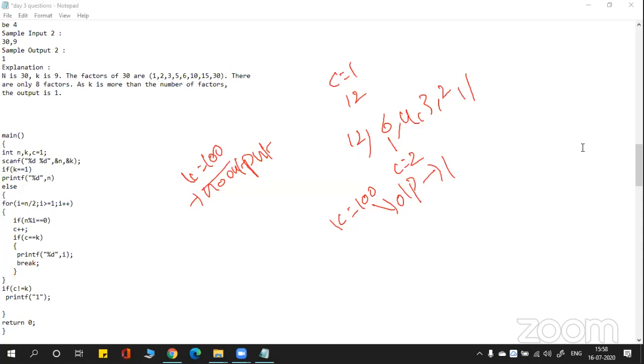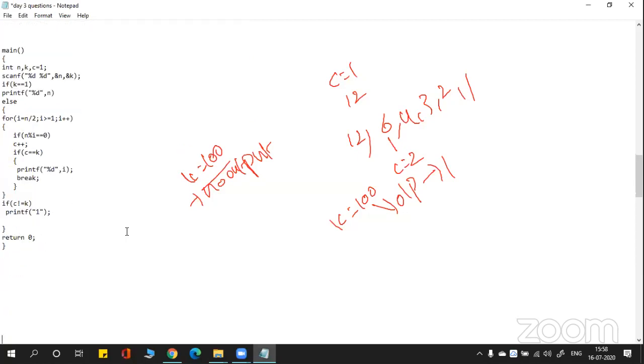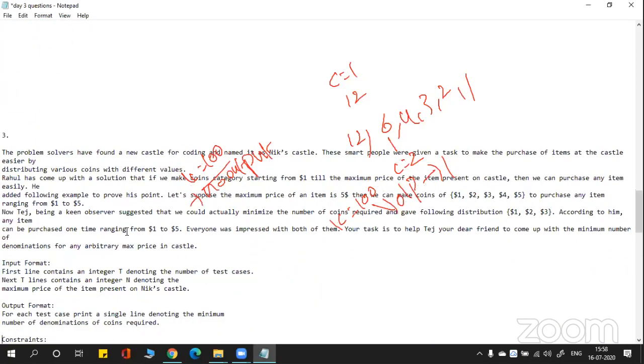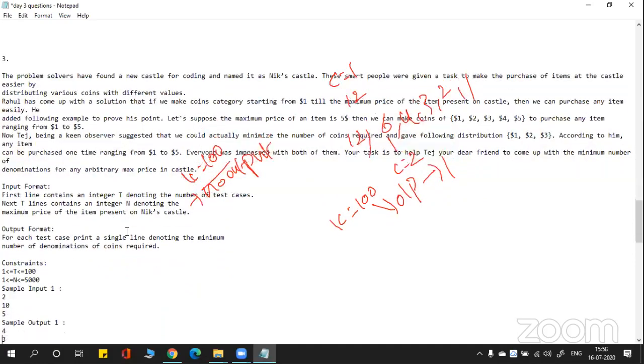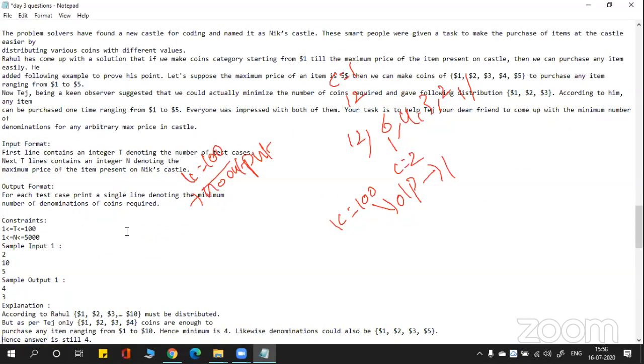Still, if you have any doubts or if you have written code, you can send it. If not, you can try the third question. If you don't want to take any break, I'm displaying the third question. Please read it and try to understand.